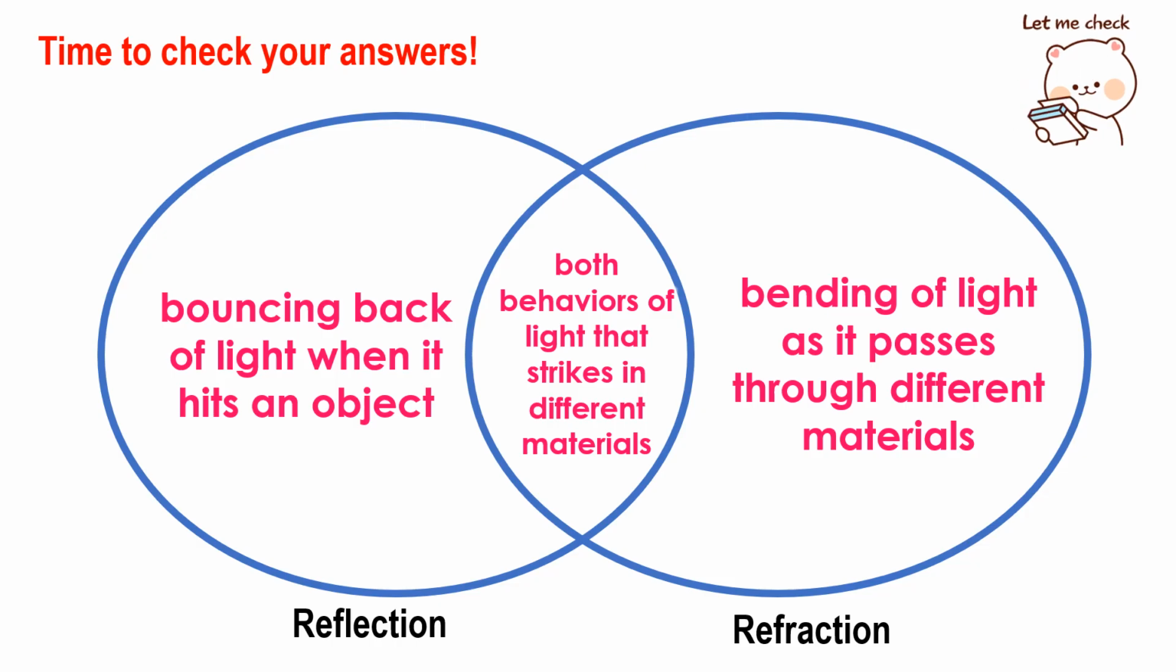Let's check your answer. Reflection and refraction are both behaviors of light that strikes different materials. Reflection is the bouncing back of light when it hits an object, while refraction is the bending of light as it passes through different materials.